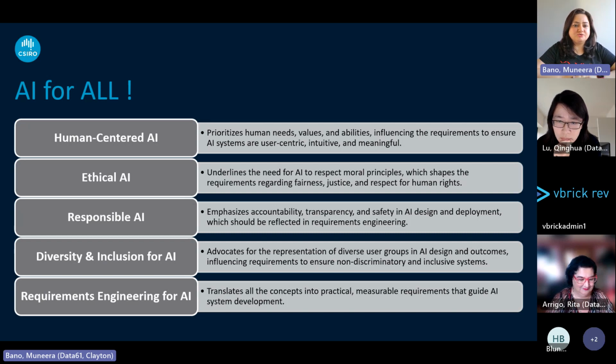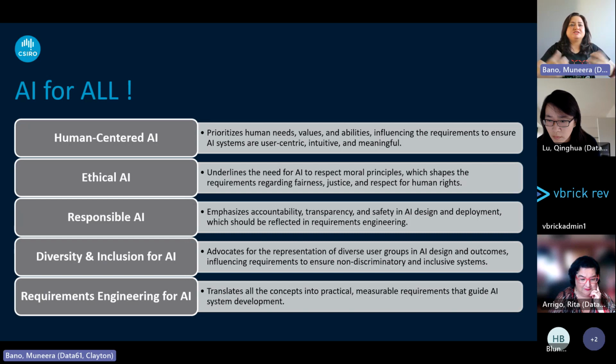When talking about human-centered AI, what we are doing is prioritizing human needs, values, and abilities. And that really influences the requirements to ensure the AI system is user-centric, intuitive, and meaningful. With ethical AI, it's about AI respecting moral principles, which are very social in nature, but they shape the requirements in a way that we want the AI system to be fair and respect human rights. With responsible AI, Qinghua has already given the definition, and what we are trying to achieve here is transparency, accountability, and safety. So these are the requirements that will be collected for the system.